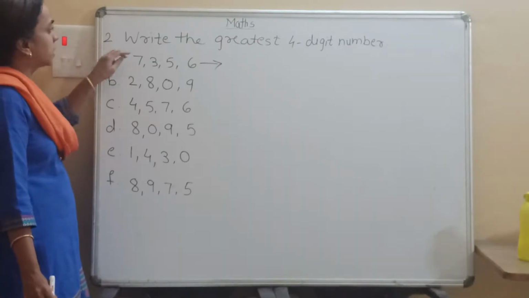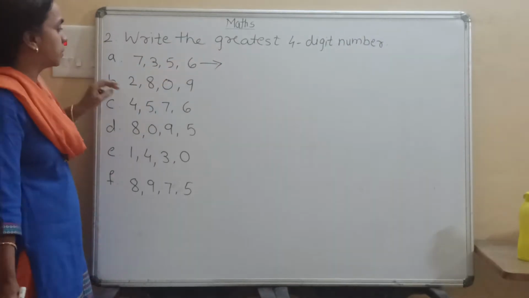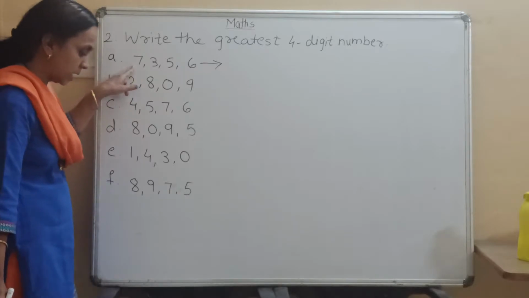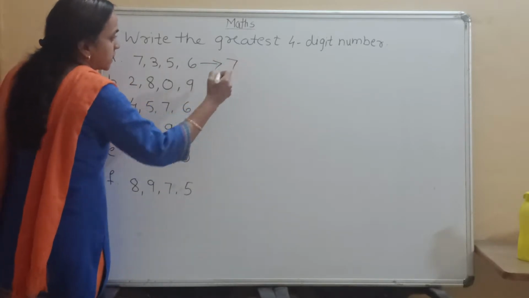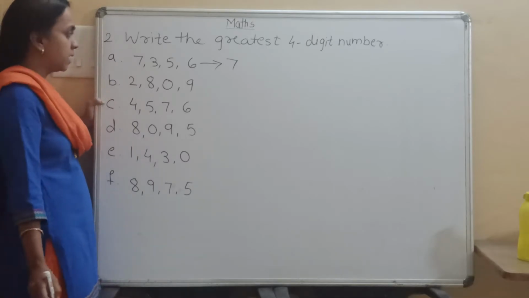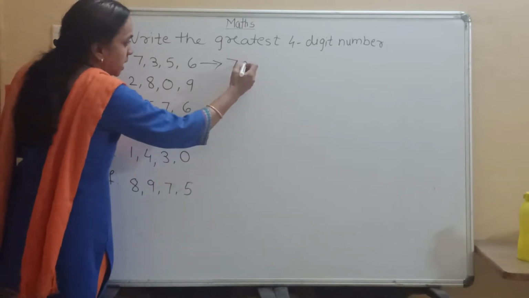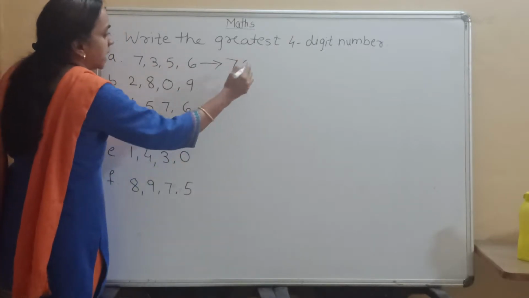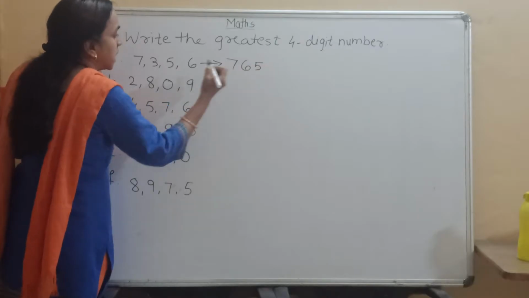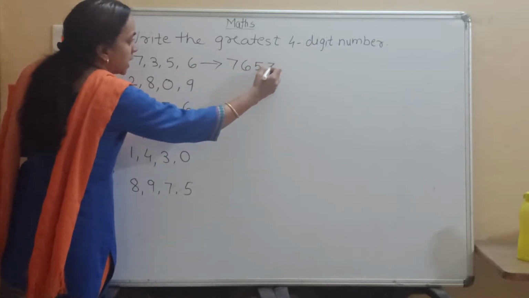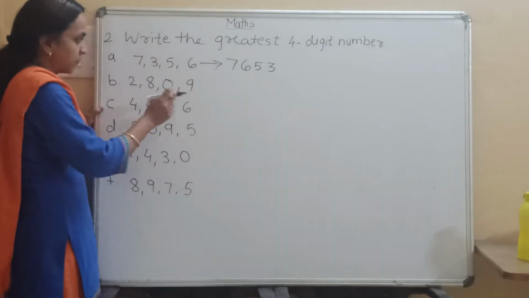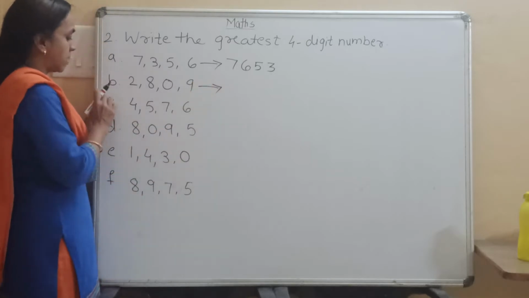Now see second question. Write the greatest 4-digit number. So we have to prepare one 4-digit greatest number. So what we will do here? We will write here first the greatest digit 7. Then we will write smaller than this number, that is 6. Then smaller than 6, what is given? 5. Smaller than 5 is 3. So what is our answer? 7653 is our answer.